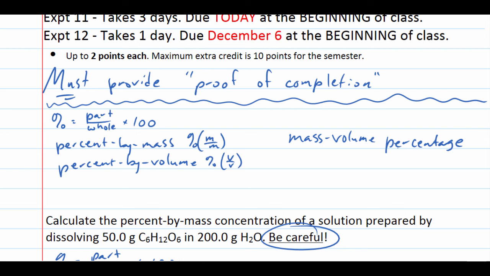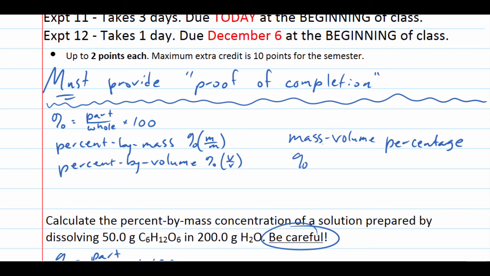Likewise, in percentage by volumes, these could be any units. These could be milliliters, these could be liters, they could be quarts, gallons. As long as your volume units are the same in the numerator and denominator, we can use any volume units for these. When it comes to mass volume percentage, this is a little bit different.